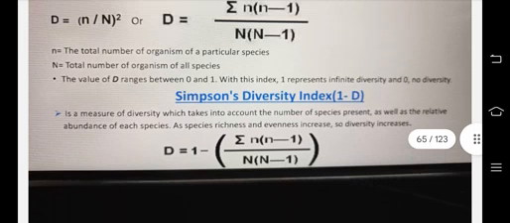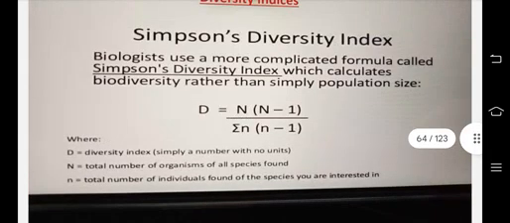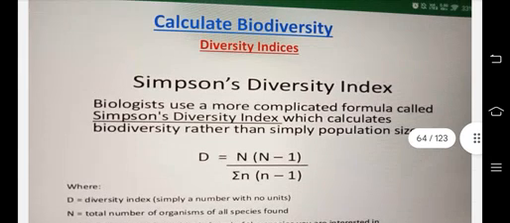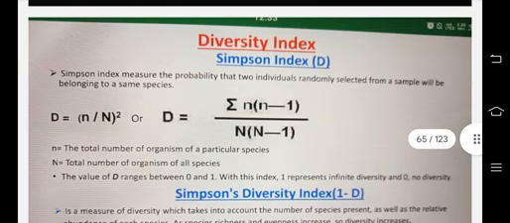Wait a minute, I got confused. Yes, there are 2 things. One is Simpson index. Next is Simpson's diversity index. So the first one we have here, don't look at this, you look at this. That is Simpson index D. What is Simpson index?